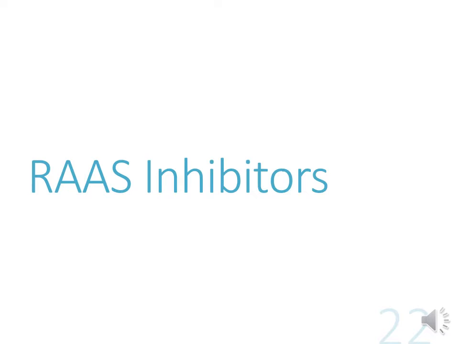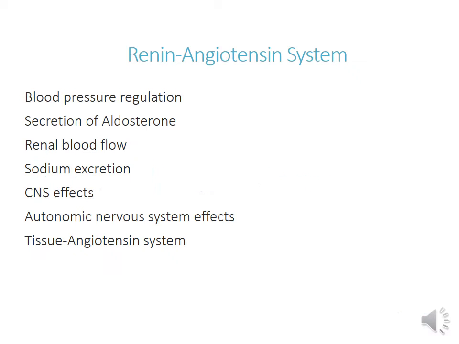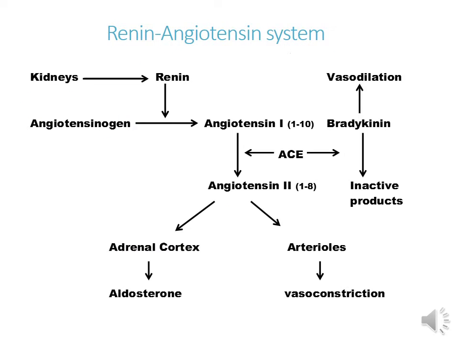No, good, all right. So next we'll talk about our renin-angiotensin aldosterone system inhibitors. We know that the renin-angiotensin system is responsible for lots of things within the body. It helps with blood pressure regulation, helps with secretion of aldosterone, renal blood flow, sodium excretion, even see some effects on the autonomic nervous system. There's tissue angiotensin systems. It's important for fetal development. It's important for lots of different things within the body. But the blood pressure effects are the big ones we're going to be focusing on here.